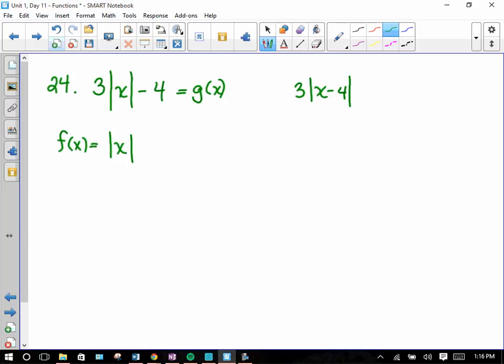So what is this one actually? Going down, how many units? Going down 4 units. So it's asking you, g of x is shifting down 4 units. Okay? What else is happening?